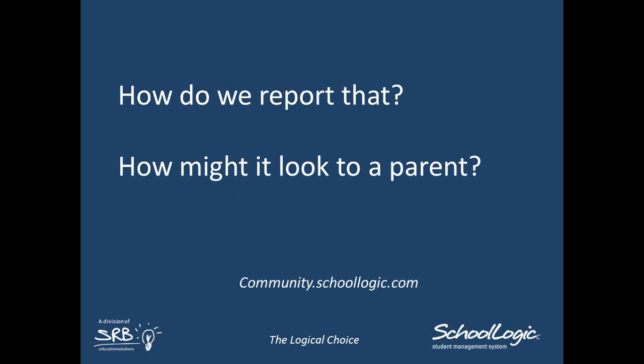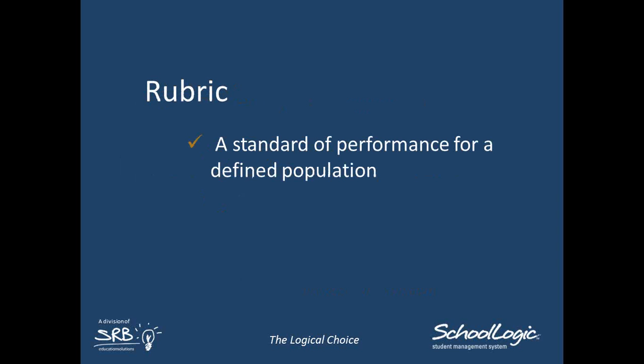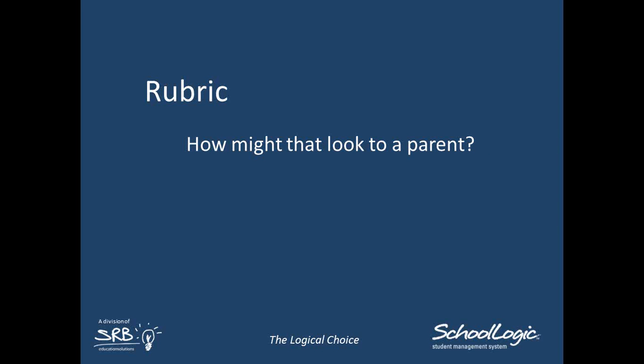Now, how do we report that? How might it look to a parent? Almost always, we're talking about some form of rubric. And what does rubric really mean? It's a standard of performance for a defined population. Well, how might that look to a parent?